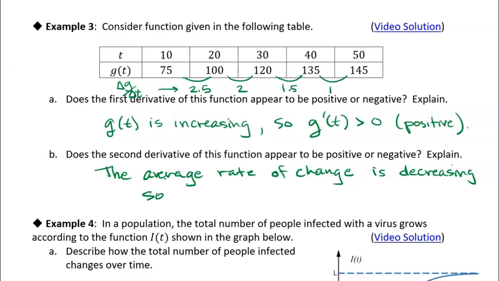So g double prime of t is less than 0. It's negative. I can tell that if I use average rate of change as a proxy for the derivative. If the average rate of change is decreasing, then the second derivative is negative. Does that make sense?